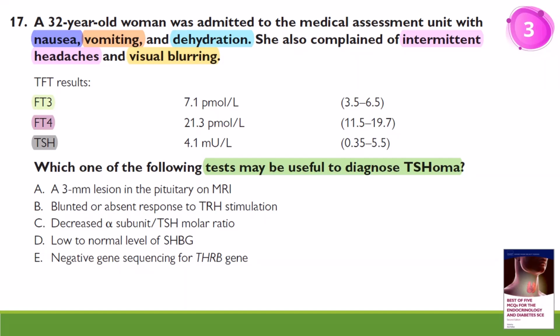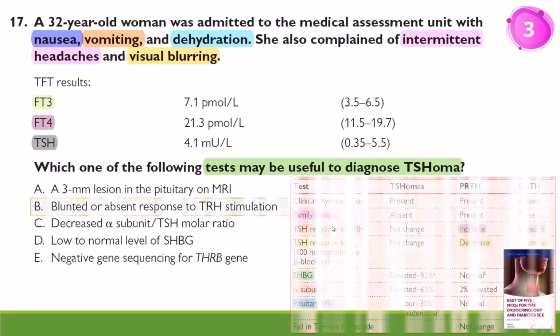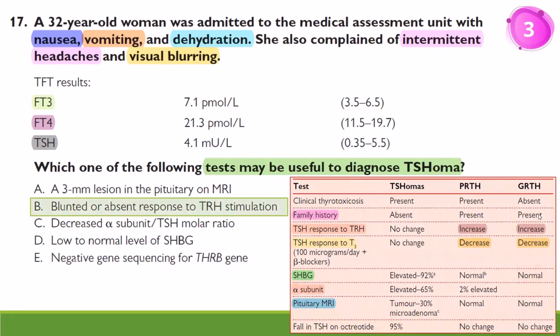What about a low sex hormone binding globulin? Also elevated. What about negative gene sequence for thyroid hormone resistance beta gene? That's for thyroid hormone resistance, non-significant also. Yes, because all of us have a negative gene sequence for thyroid hormone resistance beta gene. If it is a positive gene, this is diagnostic for thyroid hormone resistance syndrome. So a blunted or absent response to TRH stimulation is the best one, and this table is very important to differentiate between these two very important conditions in the exam.